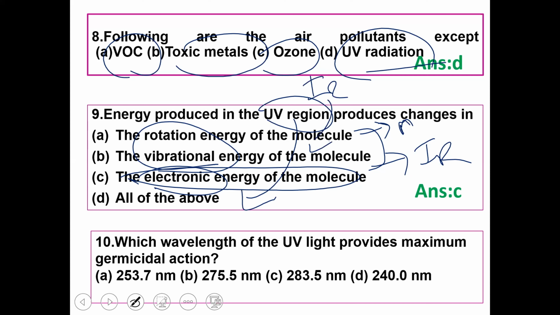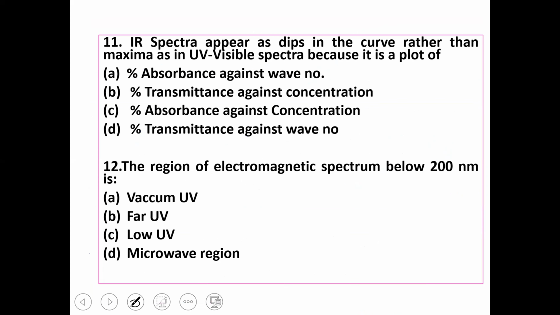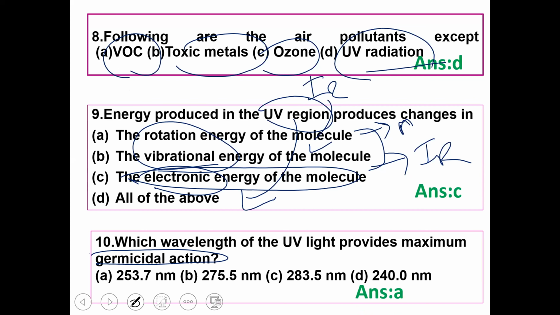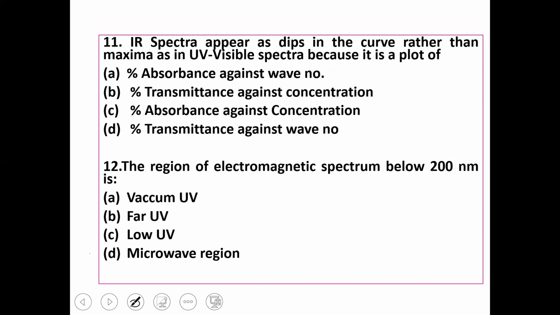Which wavelength of UV light provides maximum germicidal action? This is germicidal UV, that is UVC. We can classify UV as A, B, and C. This comes under the C layer, and the wavelength is 253.7. Once it was asked in one of the years of question paper.